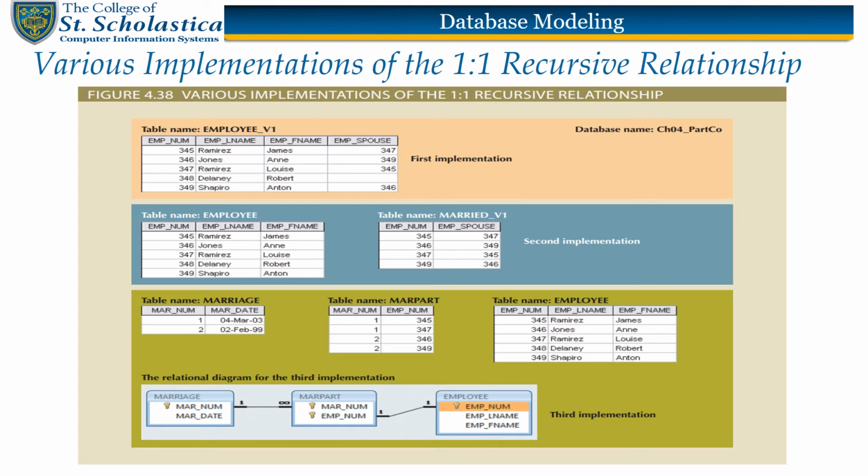The second implementation would be to create a new entity shown as married_V1 in a one-to-many relationship with employee, but this does not eliminate the nulls for employees who are not married to other employees in the same company.